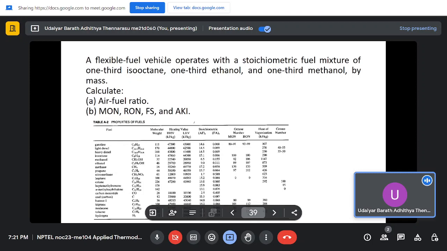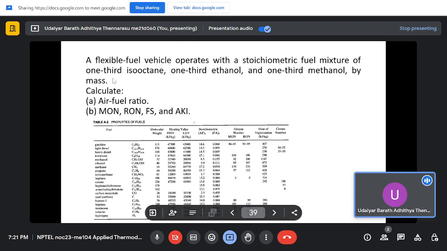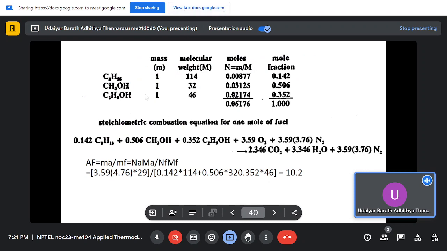And I can use the molecular weight. So we know the three components: isooctane, ethanol and methanol. Isooctane, ethanol and methanol mass, we are assuming all are equal proportion, 1/3. So we are taking one for each because of equal ratio. Each of their molecular weights is taken from the table: 114, 32, 46.